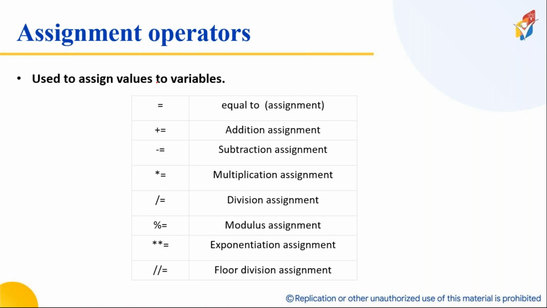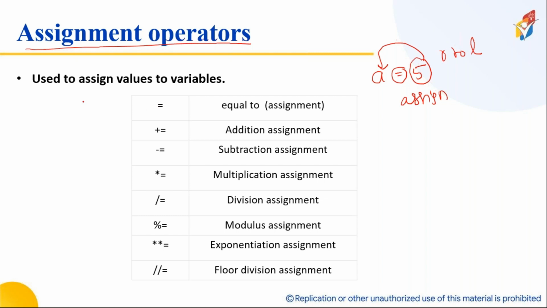Now the next kind of operations are called assignment operations. What is the meaning of assignment operations? Well, they keep declaring like this. Here the equal to operator is called assignment. In assignment, what I am doing is assigning the value 5 to a variable. This is called right to left.